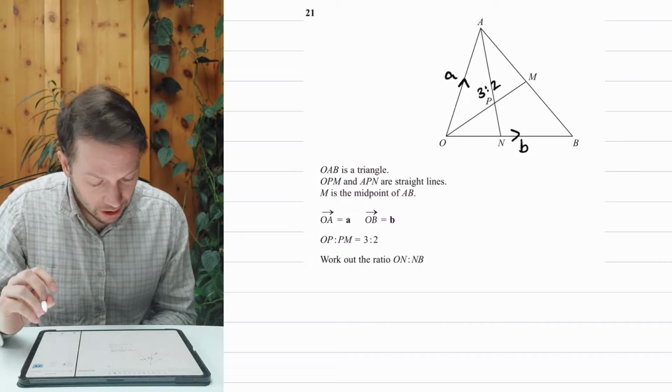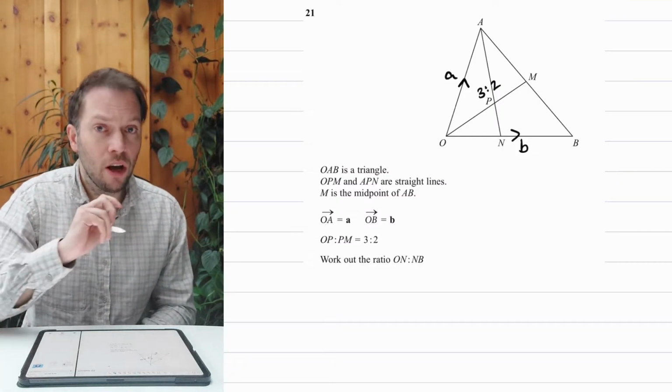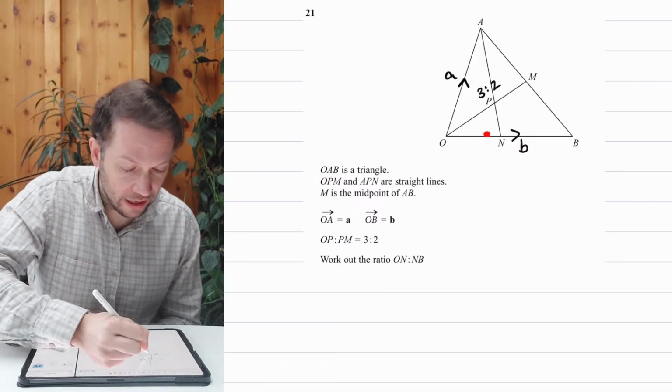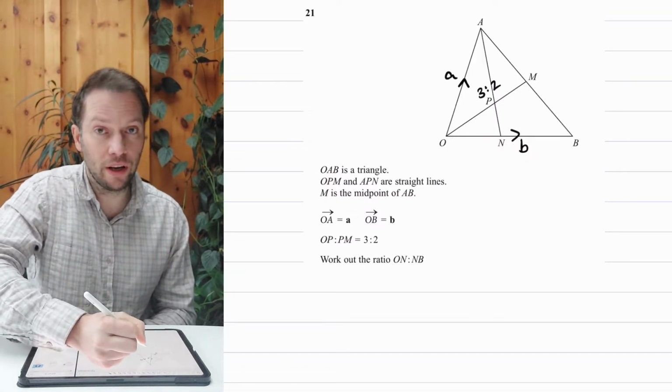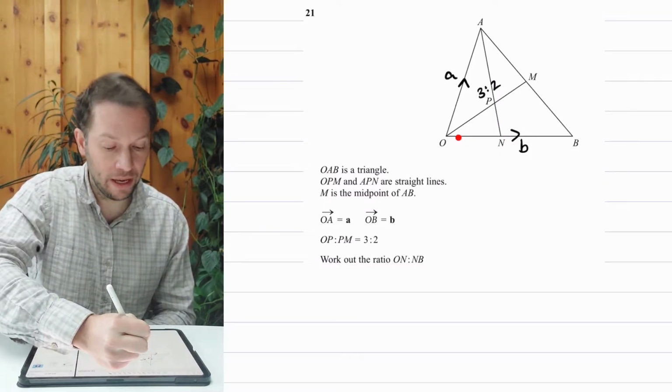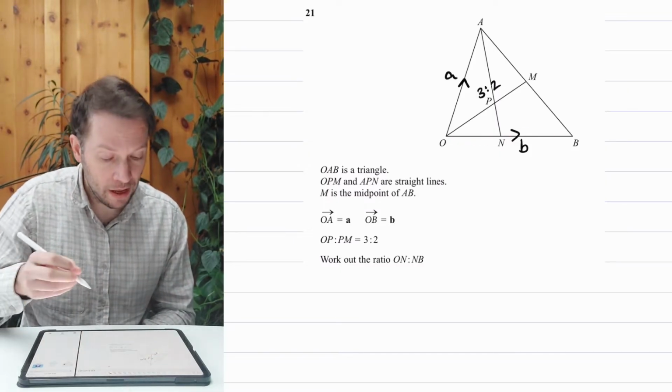And we're trying to find the ratio of ON to NB. So ideally, we want to find out what the vector O to N is, this vector here. Because if we did, then we could work out the ratio of this to this, because we could see what fraction of B just O to N is, right?